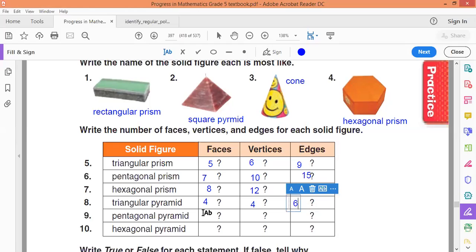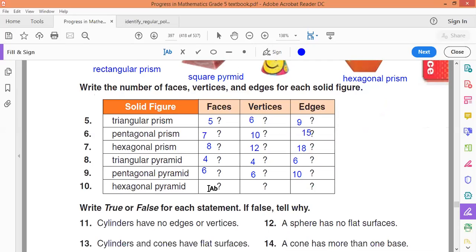Pentagonal pyramid. It will have 6 triangle faces, and 6 vertices, and edges there will be 10. And hexagonal: 7 faces, 7 vertices, and there will be 12 edges.